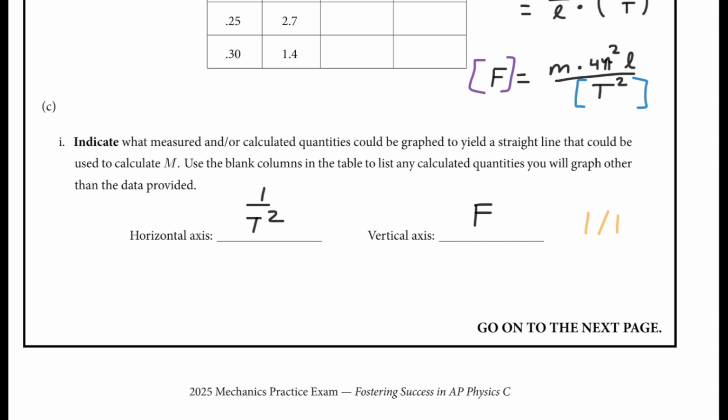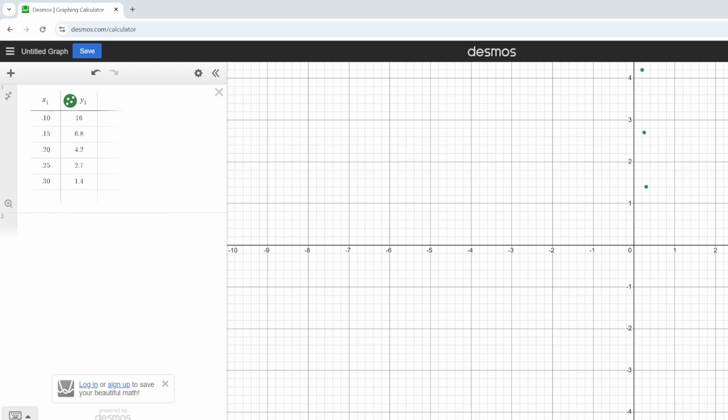Now we're going to transition to Desmos, because I just want to show you how to do this live. So we'll do that. All right. Now we're going to show how to actually analyze this data here in Desmos, because we do have to transform it.